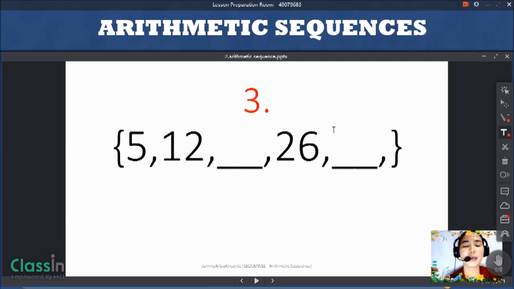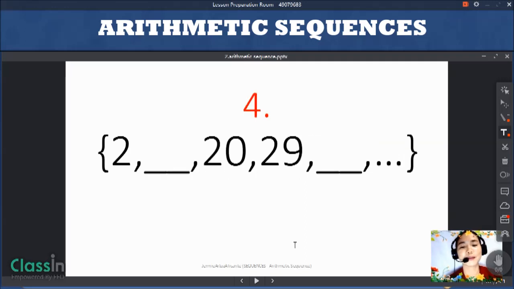For the third sequence, we have 5, 12, blank, 26, blank. What are the missing terms? Write down your answers. The answers are 19 and 33. Did you get it correctly? Now let's go to number 4.